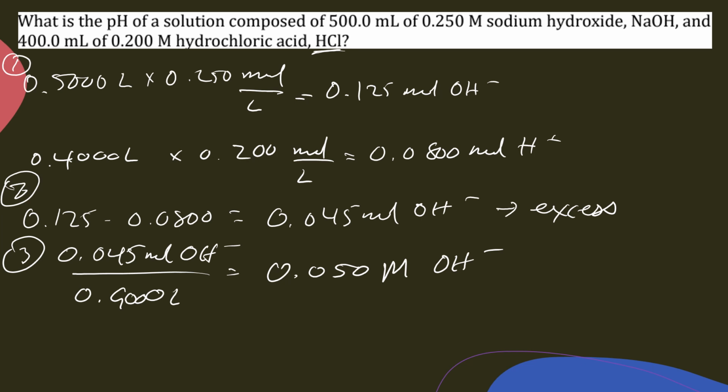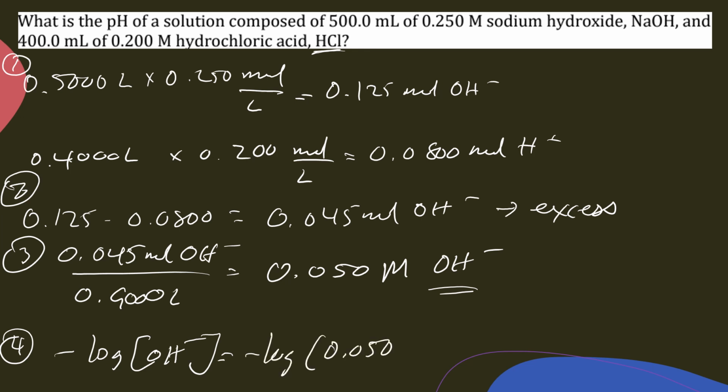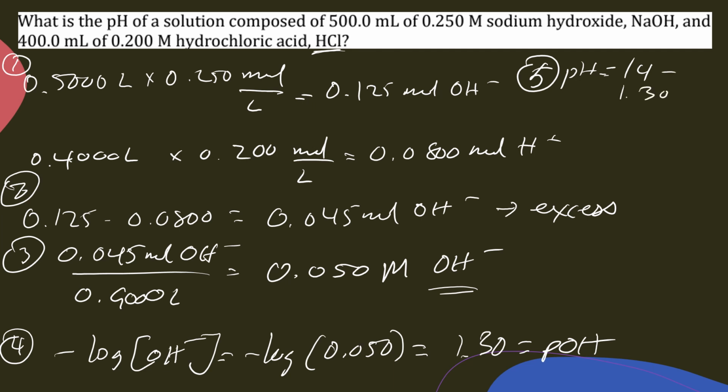So my next step, I can take this concentration and convert it to pOH because that's what I have. The negative log of 0.050 is going to be about 1.30, and that's my pOH. But I want to get the pH. So my last step is pH equals 14 minus 1.30, which gives me 12.70 for my pH.